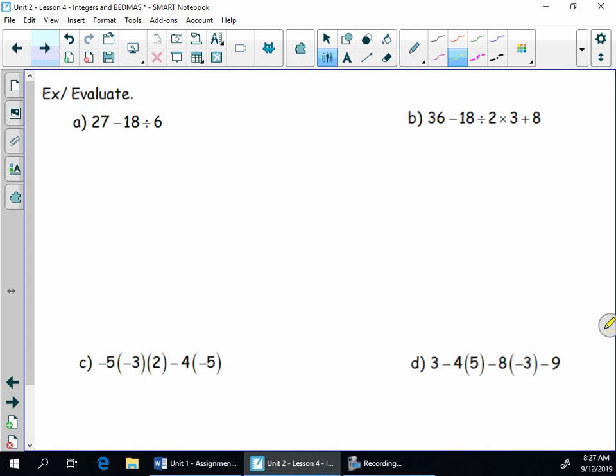27 minus 18 divided by 6. Well, BEDMAS, brackets, no. Exponents, no. Division, yes. 18 divided by 6 makes 3. Notice I put the minus sign in right off the bat because I wasn't worried about that at this point. I was worried about the dividing part.